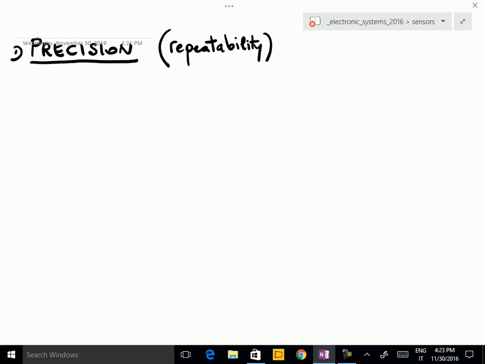It is typically given in relative terms, delta R, and is the maximum error over the span, given in percentage terms. Okay, and the maximum error is the maximum error that I can make by performing repeated measurements in the same conditions for the same value of the stimulus.